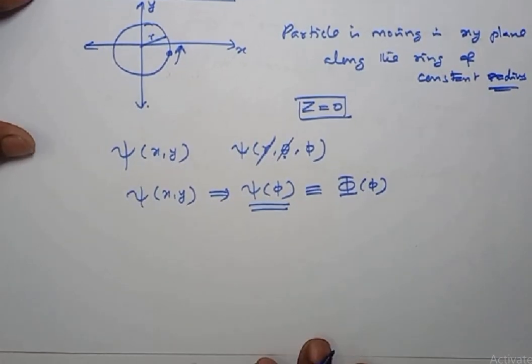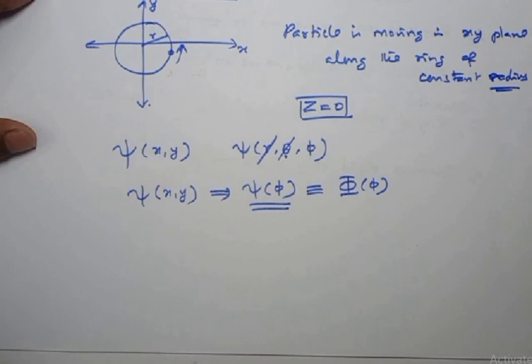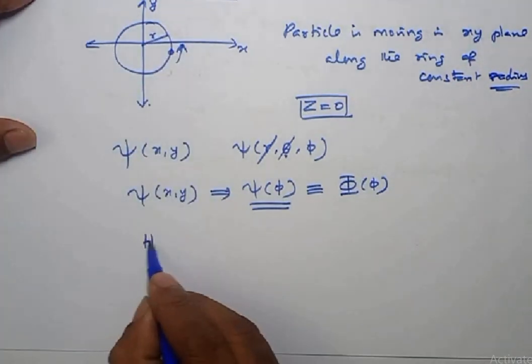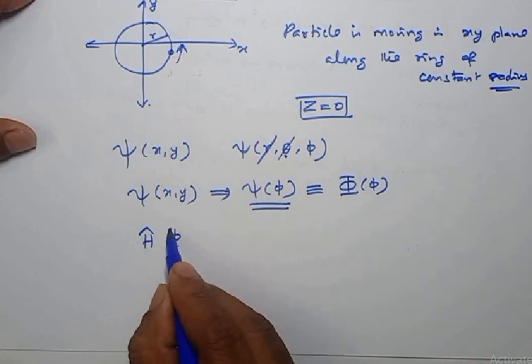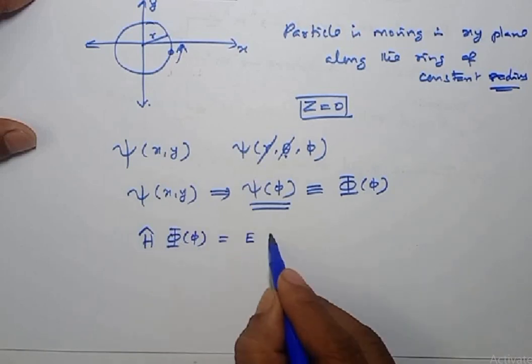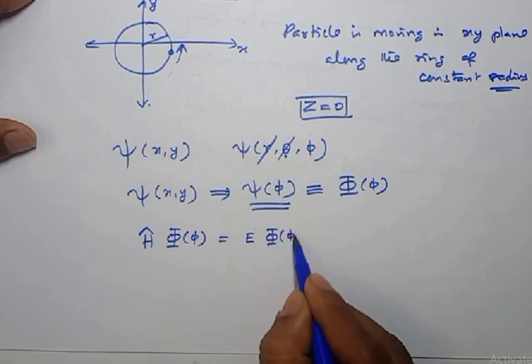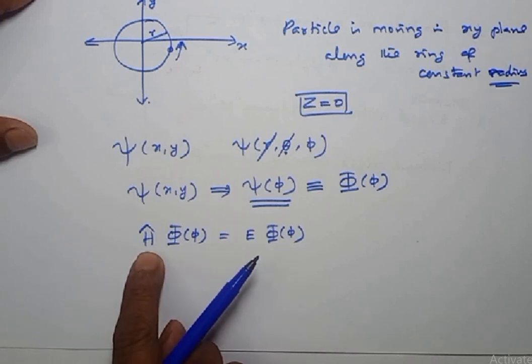Now, what do we have to do? We need to solve the Schrodinger equation. So, what is the Schrodinger equation? H psi, and now instead of psi, I put this big Phi, which depends on the variable phi, equal to energy into the same wave function.